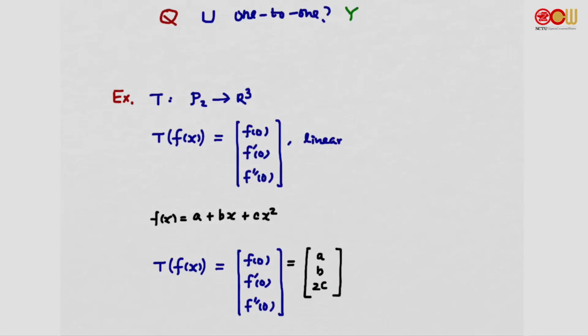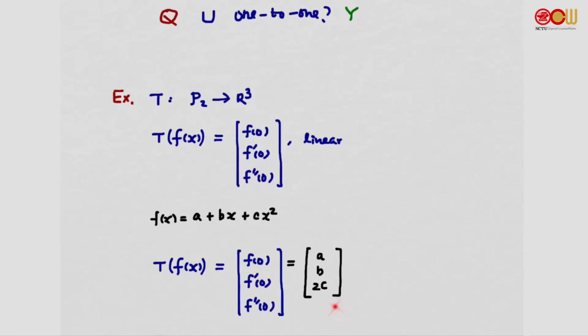Another example, let's consider the linear transformation from P2 to R3 that we have seen earlier. If f of x is a plus bx plus cx squared, the image of f of x is simply (a, b, 2c). And we know this is a linear transformation. Would the linear transformation be 1-to-1 and onto?